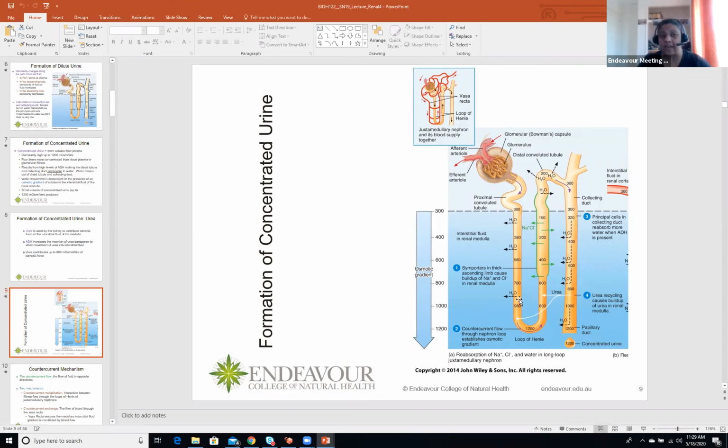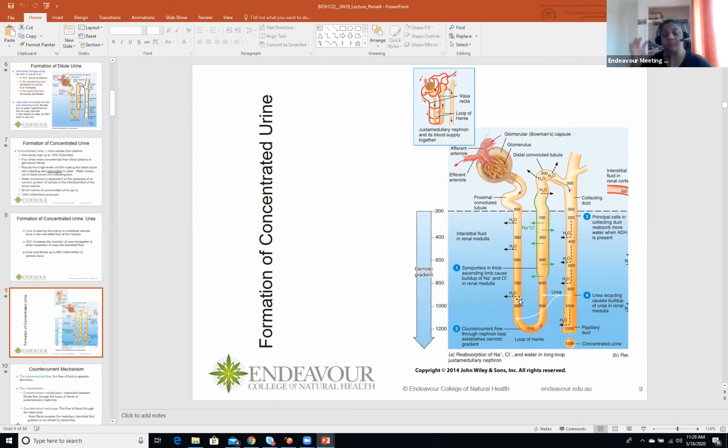This is called recycling of the urea. Generally, kidneys will allow urea to pass out, right? About 54% of urea needs to be eliminated from the body, and that's what they will maintain. But when you want to conserve water, you want to give out as much urea from the body as possible.